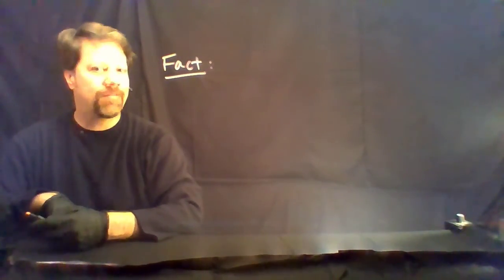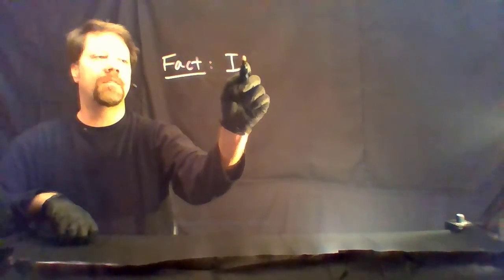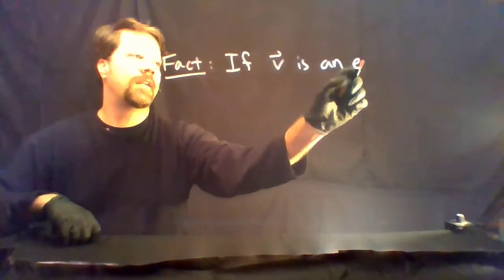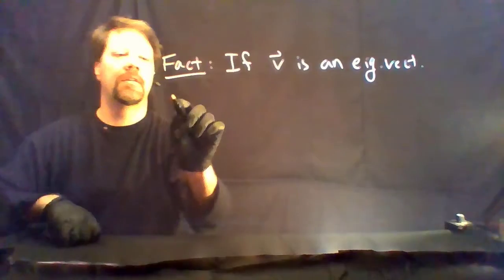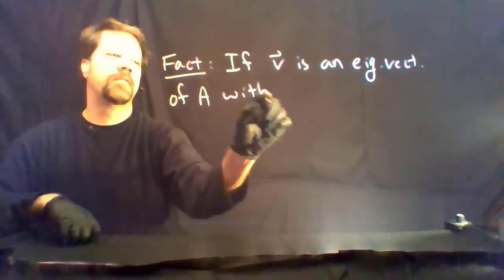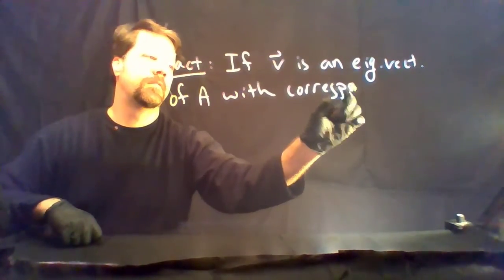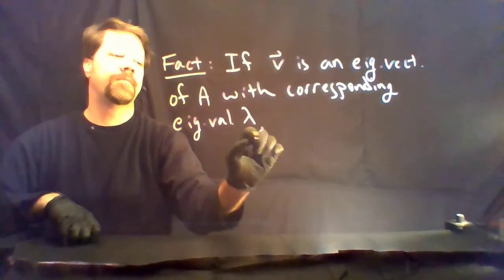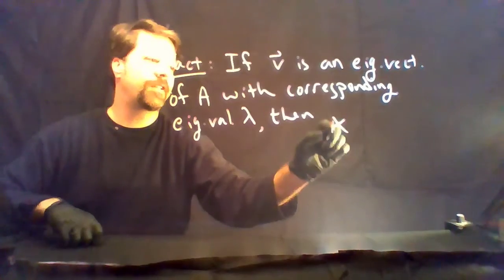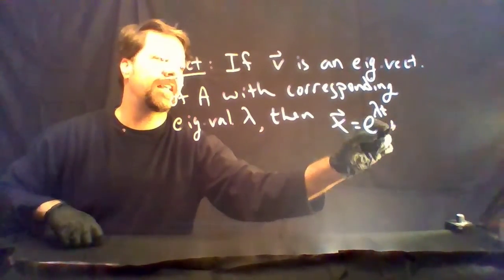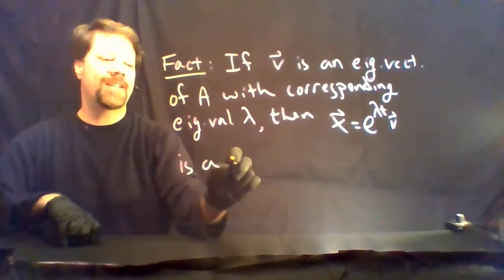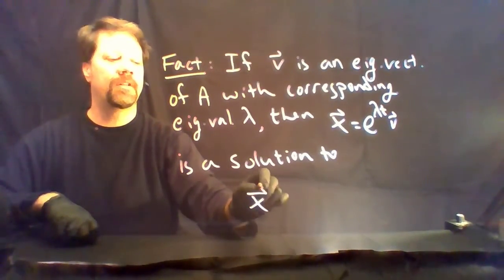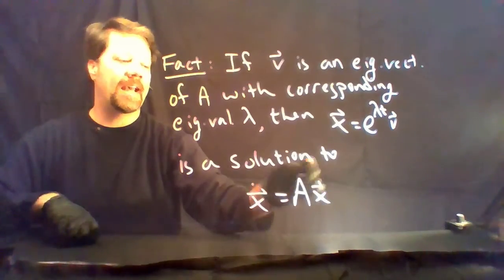I'd like to point out the following fact, which we might call a theorem. If v is an eigenvector of A with corresponding eigenvalue lambda, then the function x equals e to the lambda t v is a solution to the differential equation x dot equals Ax.